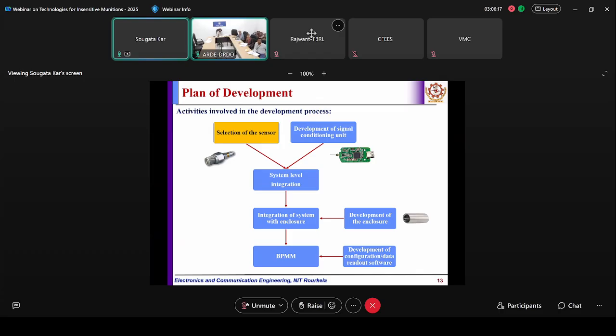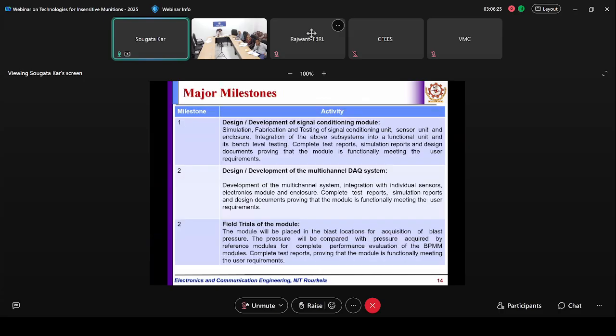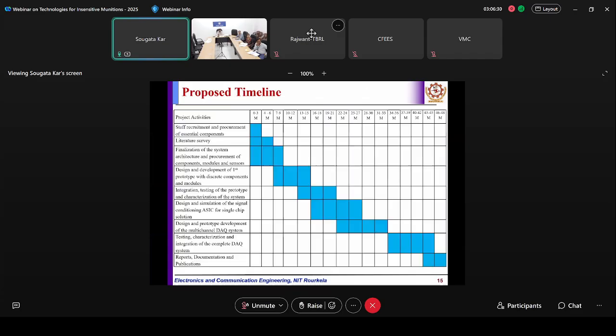Yes. So this is the plan of the development. These are the major milestones: the signal conditioning module, then the multi-channel data acquisition system, and then the field trial we have to make. For these two, the single module and the multi-channel, it can be 3 or 4 years, because we want to develop both of the systems. So that's why we make it 4 years. If we have to develop only one, then it can be 2 or 3 years.